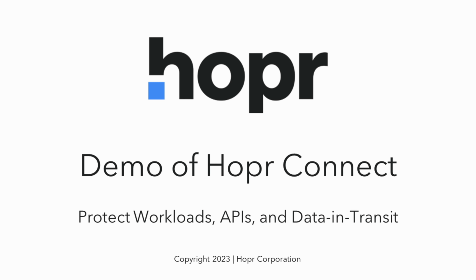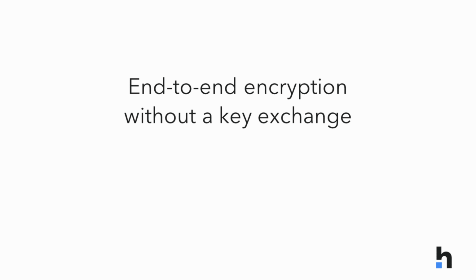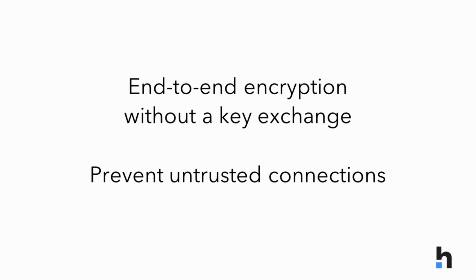This video demonstrates the operation of two workloads equipped with Hopr sidecars and exchanging end-to-end encrypted messages without a key exchange. The video also demonstrates how untrusted endpoints, or those without a correctly configured Hopr sidecar, are prevented from connecting to any trusted workload endpoint.